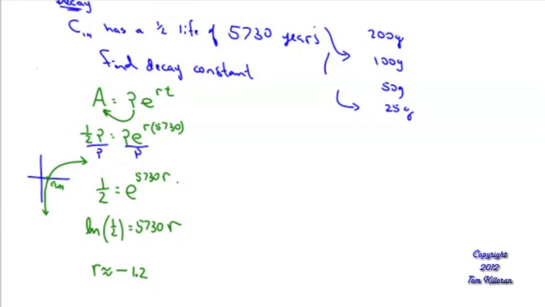Times 10 to the e negative 4 at the end means times 10 to the negative 4th. That means you have to move this decimal 4 times that way. So this is actually negative 0.00012312.